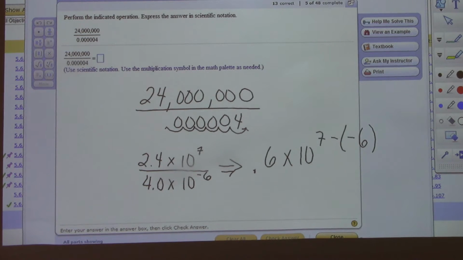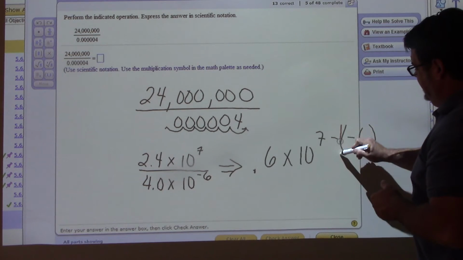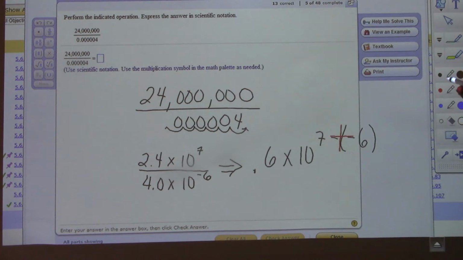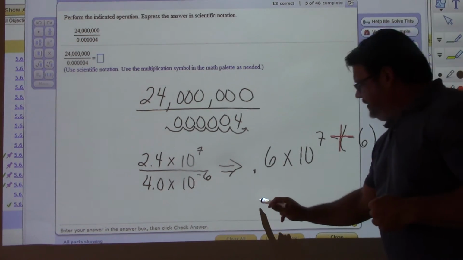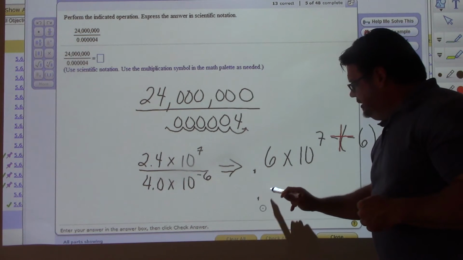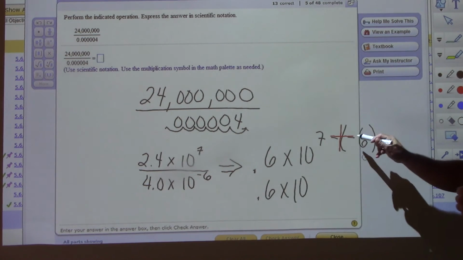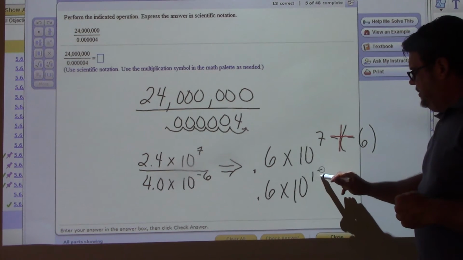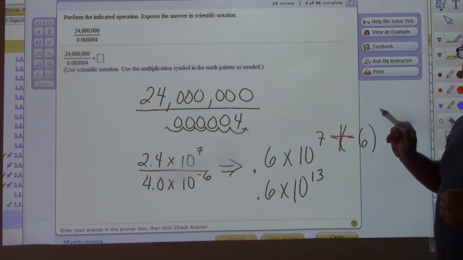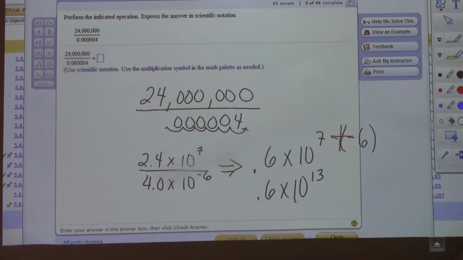Why? Because that negative and that negative will mess you up if you don't do it. Doesn't that become a positive? Yes, ma'am, it does. Good job. You're stealing my thunder, but that's okay. So that would be 0.6 times 10 to the 7 plus 6. Is it in scientific notation? No, it is not. Change it.